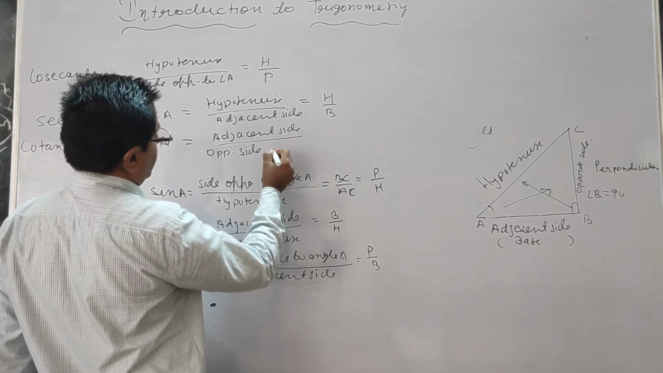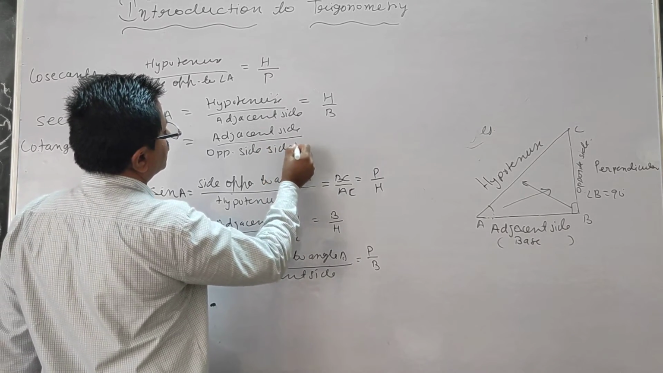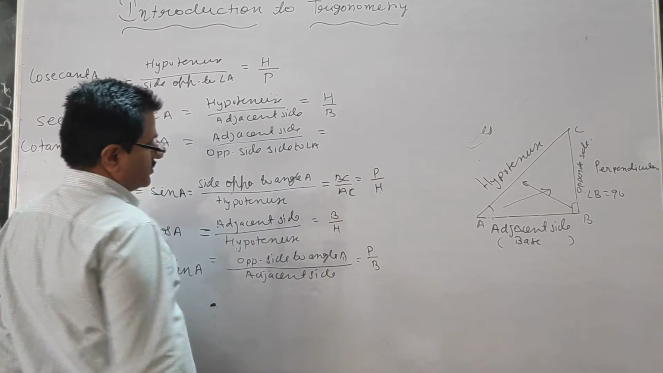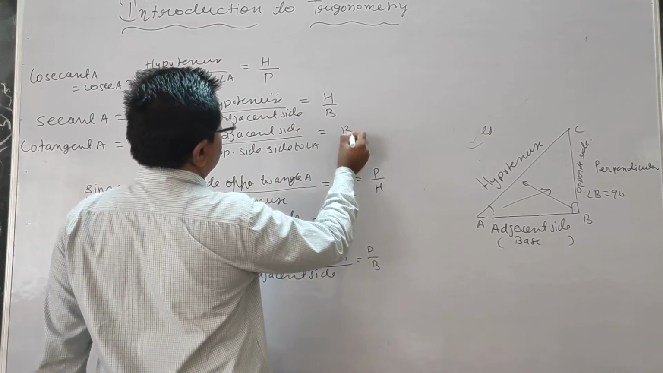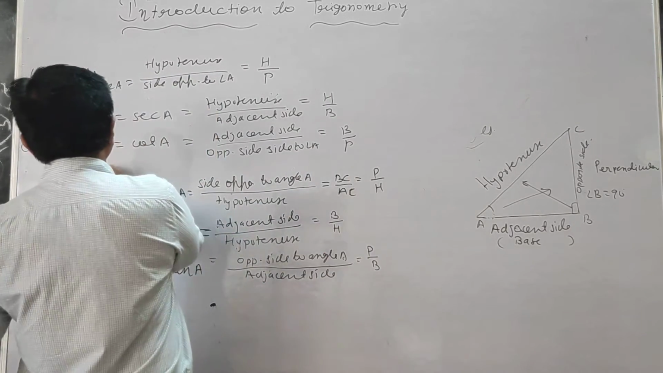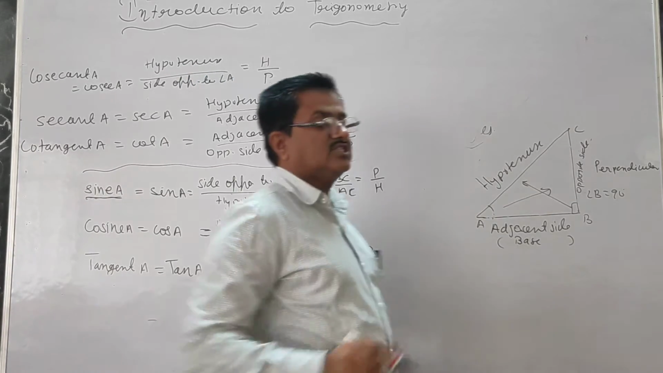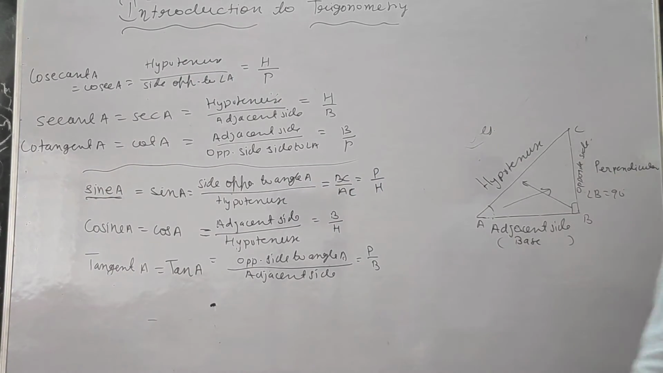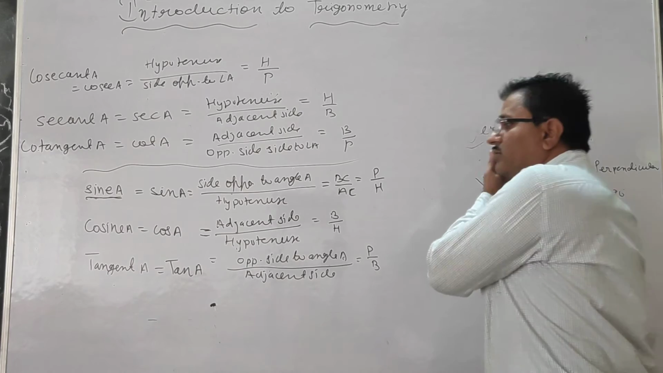Opposite side to angle A, so that is B upon P. So you can say there are a total of 6 trigonometric ratios, which establish the relationship between the sides of a triangle and the angle. Clear? So that is very important.